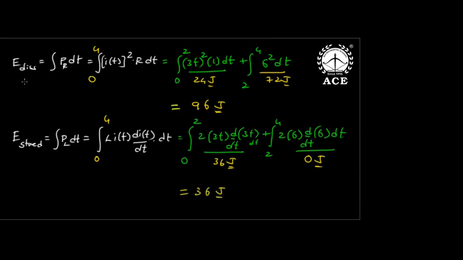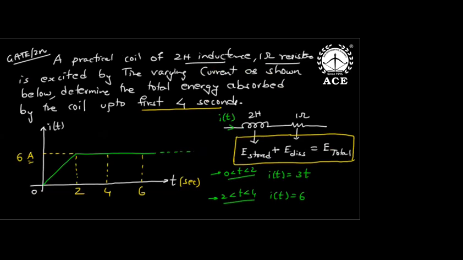Now see, we got the energy dissipated by the resistor and the energy stored in the inductor. The final conclusion is that the total energy absorbed is the energy dissipated, 96 joules, plus the energy stored, 36 joules. So in total it is 132 joules. 132 joules is the final answer. Just look at it, I am going to explain again. That is why we should understand where I can use half L I square, where I square R, where V square by R. The basics will be coming here.